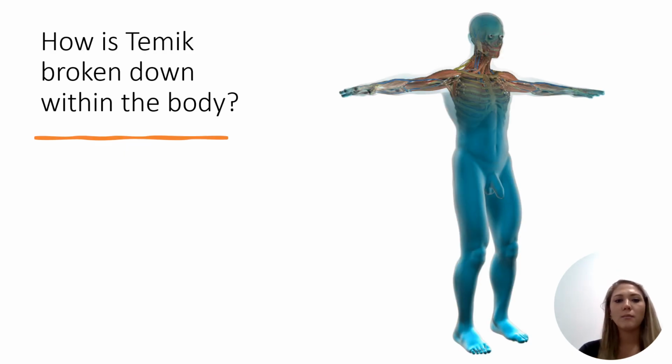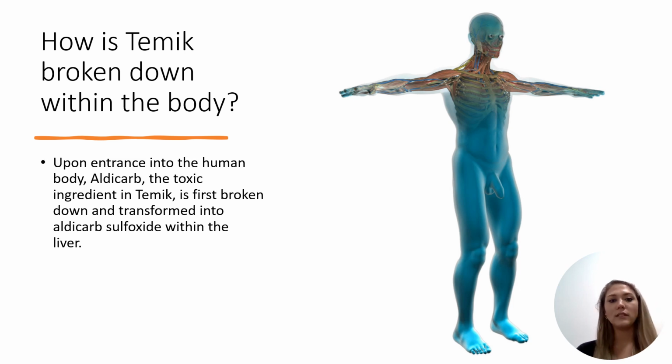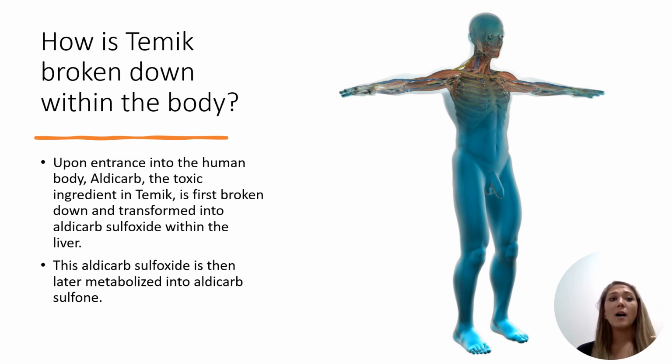So how does our body go about breaking down Timic? Well, upon entrance into the human body, aldicarb, which is the toxic ingredient in Timic, is first broken down and transformed into aldicarb sulfoxide within the liver. This aldicarb sulfoxide is then later metabolized into aldicarb sulfone. And then from the liver, it enters into the bloodstream.